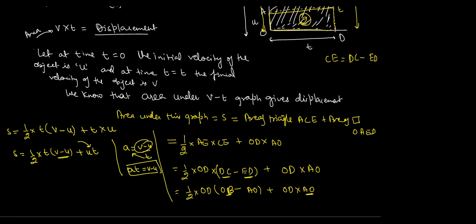So you can write S is equal to half into T into the value of V minus U, which is A into T, plus UT. When you multiply T into T, you get T square. So half into AT square plus UT is equal to S. This is the second equation of motion: S is equal to UT plus half AT square. Got it? Yes, sir.